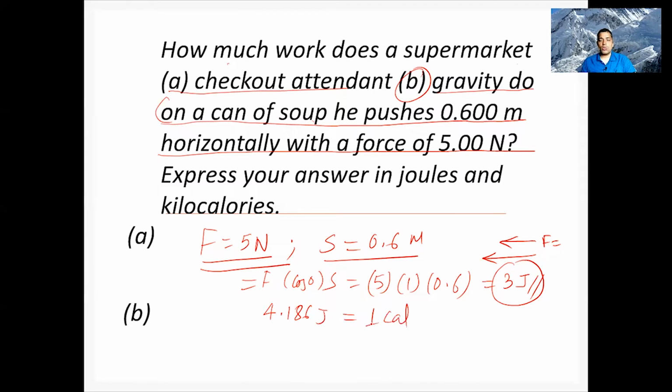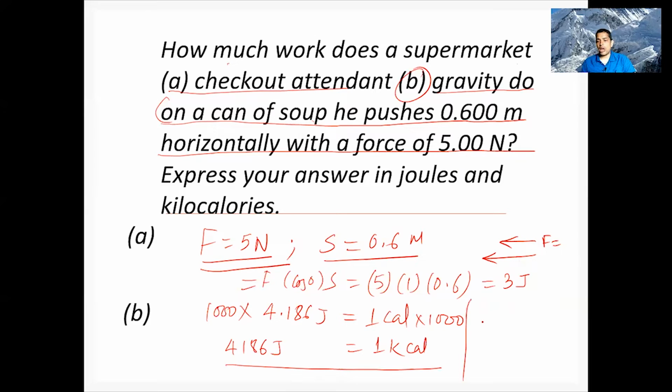Then how about the kilocalorie? Kilocalorie means multiply both sides by 1000, right? That's how you get kilocalorie. This is 1 kilocalorie and this is 4186 joule. So this is the conversion factor. Based on this, can you convert your 3 joule to kilocalorie? Let's do that. So 3 joule multiplied by 1, right? You want to convert your joule to kilocalorie, right?